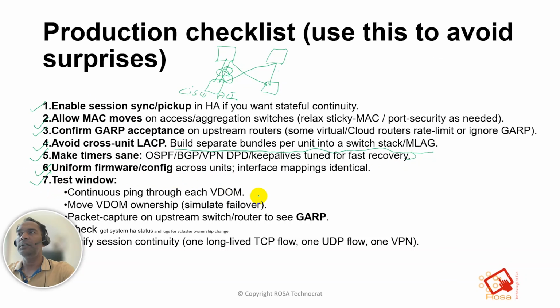Test window: continuous ping through each VDOM. Move VDOM ownership, simulate failover and test. Do a packet capture on the upstream switch or router to see the GARP, like you received the GARP packet from the new primary. Check get system ha status and logs for vCluster ownership change. Verify session continuity: one long-lived TCP flow, one UDP flow, one VPN. So this is a good checklist for how to test and verify HA, and what changes are expected because of HA.